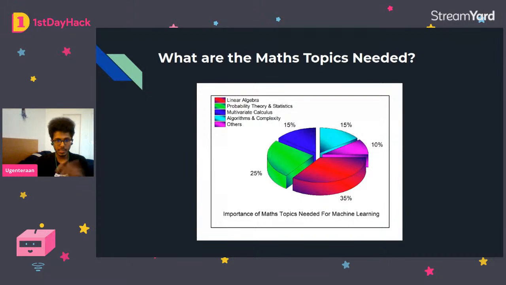Linear algebra is mainly built on algebra, which is the calculation of unknown variables. It's just a bit more complex than that, but that's the basic of it. And probability theory and statistics, you will probably study that in Form 5. Calculus, also Form 5. Algorithm and complexity, you'll study in computer science.